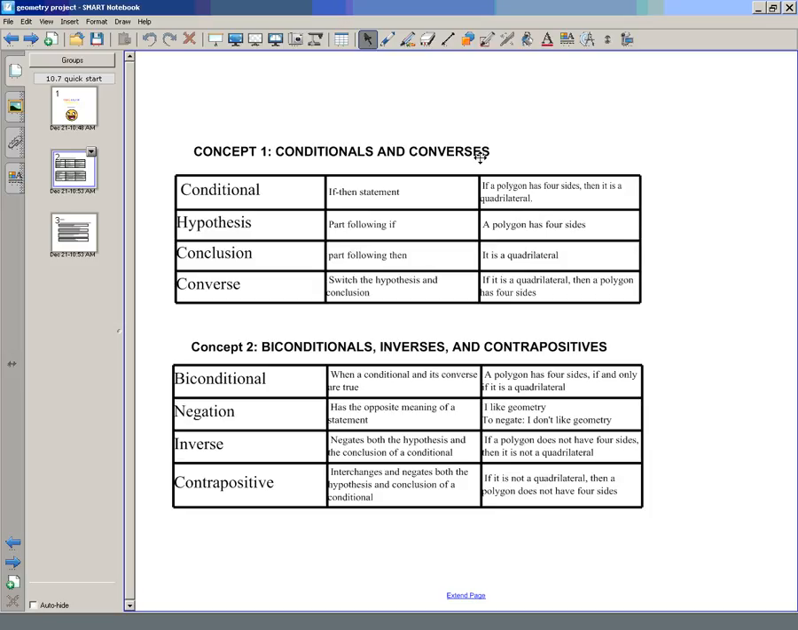Concept number 2, biconditionals, inverses, and contrapositives. A biconditional is when a conditional and its converse are true. So an example of that is, a polygon has four sides if and only if it is a quadrilateral.